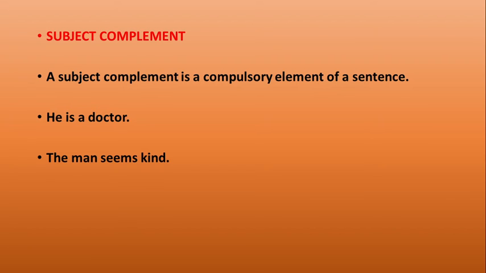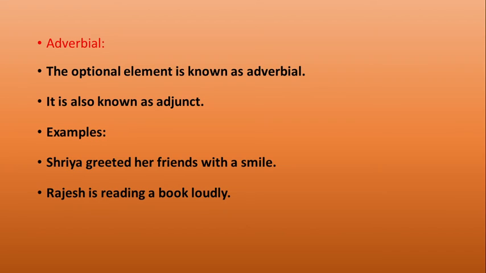Another part of sentence is an adverbial. It is the optional element which is also known as an adjunct. Look at these two examples. Shreya greeted her friends with a smile. Rajesh is reading a book loudly.